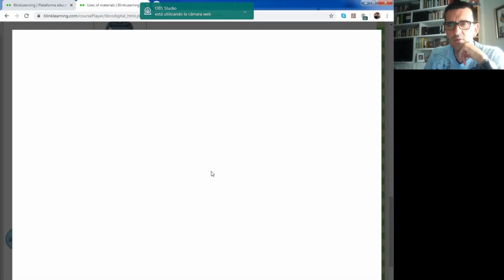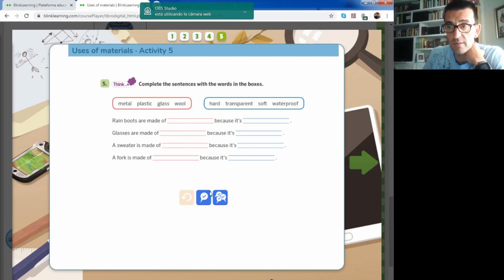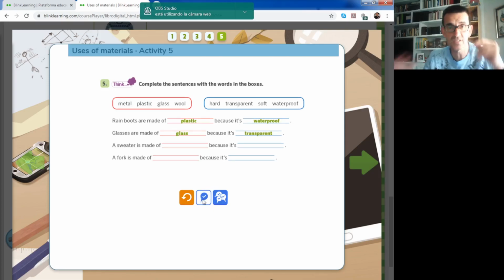Well, now we check. Vamos a corregir. Now we check your answers. Number 1 is very easy. Rain boots are made of plastic because it's waterproof. Number 2, glasses are made of... Yeah, por eso se llaman glasses, porque están hechas de glass. Are made of glass because the glass is hard, transparent, soft, or waterproof. The glass is transparent, and you need glasses transparent, not opaque, because if you have opaque glasses, you don't see. Okay, so you need transparent glasses to see perfectly everything.